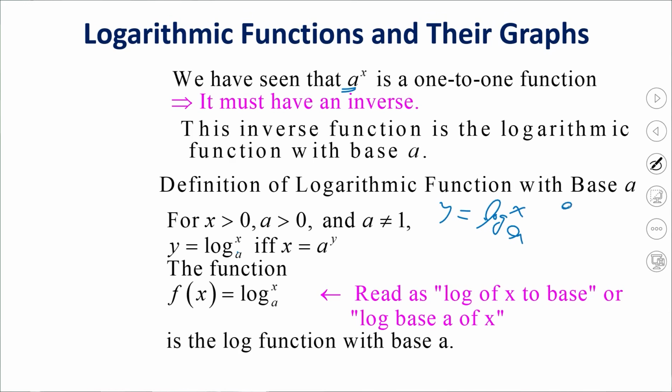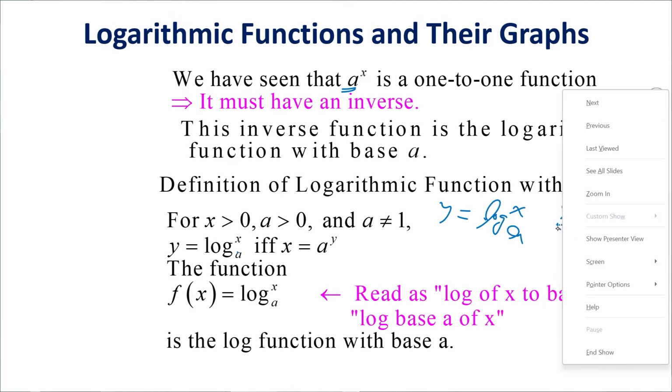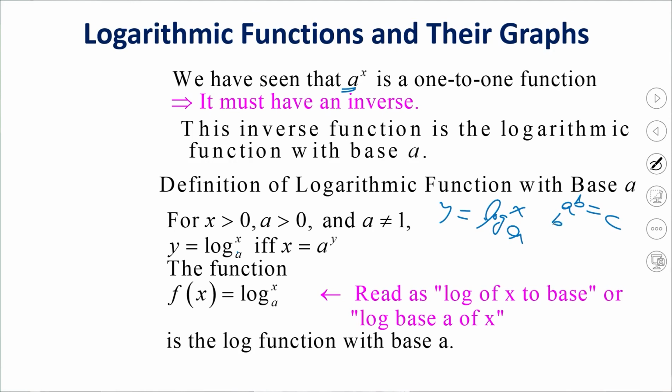One property of logarithmic and exponential functions is that, for example, if I have a to the power of b is equal to c, it means that b is equal to log of c to the base a. If I have an exponential function which is written as a to the power of b is equal to c, b is log of c to the base a, and a is the b's root of c.